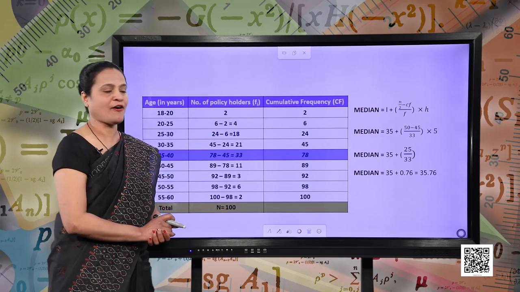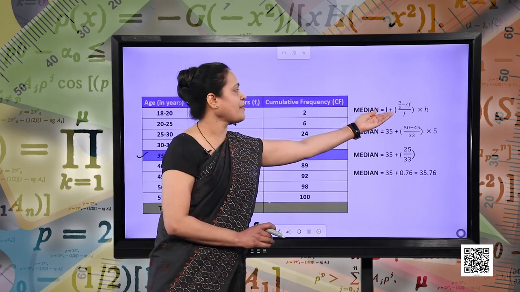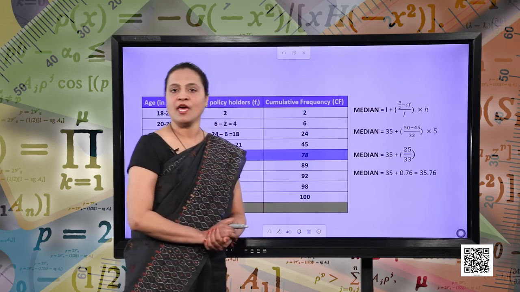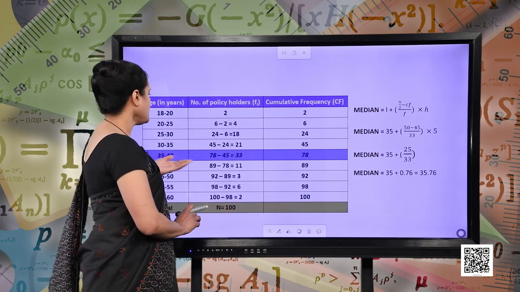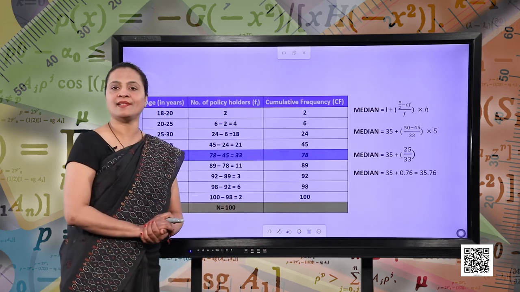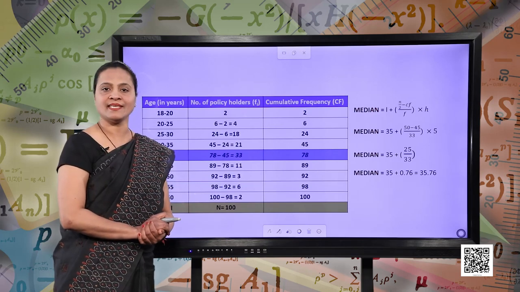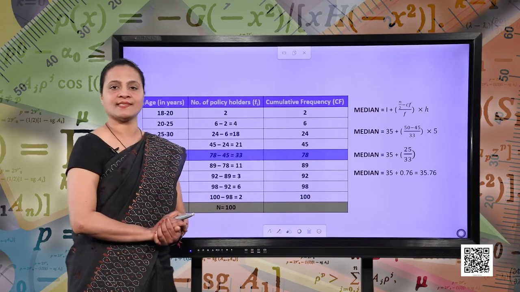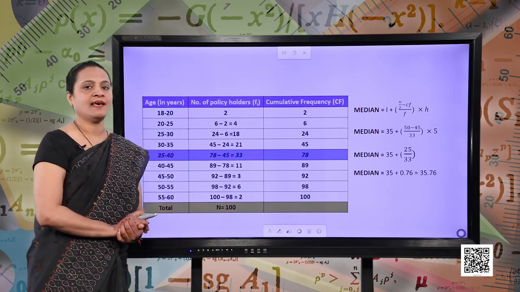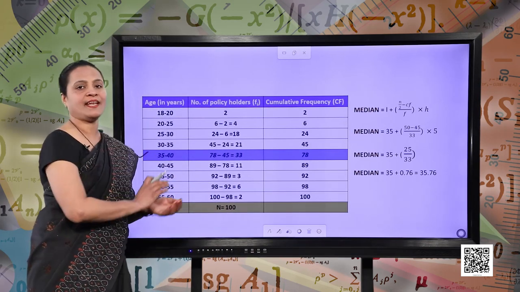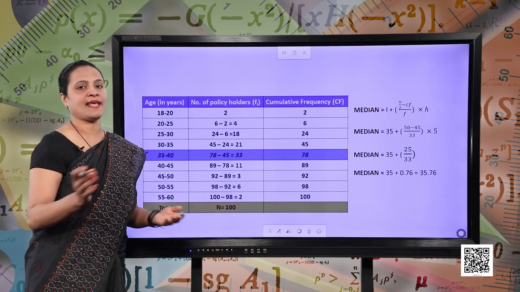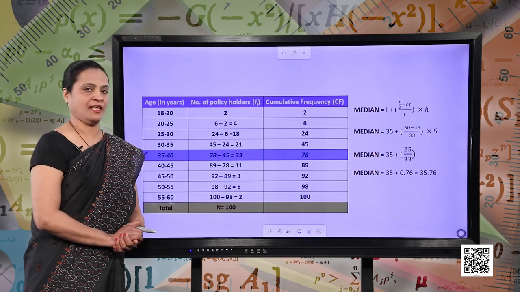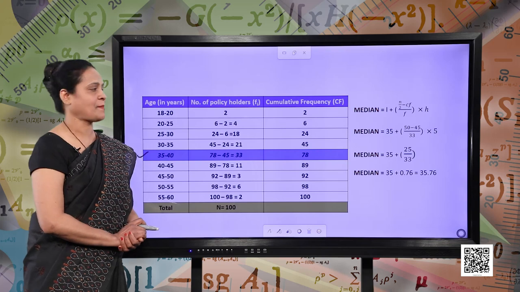You know the formula for median, it is L plus (N by 2 minus CF) by F into H. By substituting values of different symbols, you can calculate the median, which turns out to be 35.76. So, half of the data lies below 35.76 and the rest half lies above 35.76.